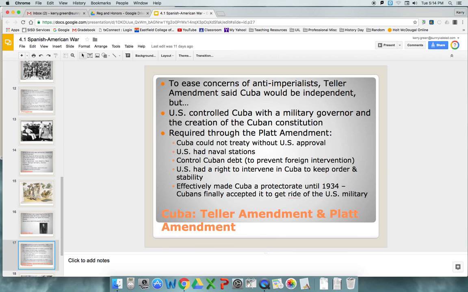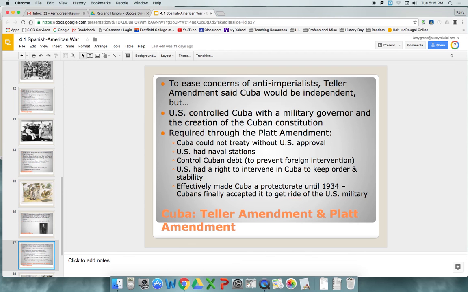So the Platt Amendment will essentially give the U.S. control over Cuba. It will establish a military governor, and we get to oversee the creation of the Cuban Constitution. Cuba is not allowed to make treaties with other nations. We control Cuba through its debt. We can intervene in Cuba at any point. And we essentially treat Cuba like a protectorate, where they technically have self-government, but we call the shots. We tell them what to do.